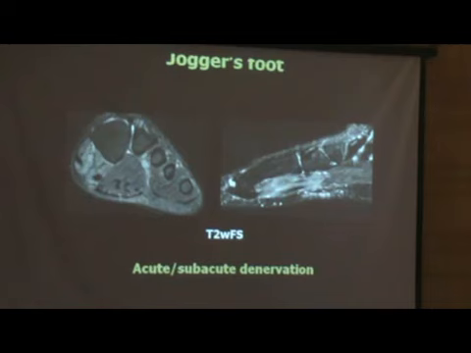What we're going to look for on those images is the typical denervation pattern affecting the medial plantar nerve. And I told you this case, for example, is a runner, a case of jogger's foot, typical symptoms, and we can see here the abductor hallucis muscle and the flexor hallucis brevis muscle, they are both displaying edema, diffuse edema pattern within the muscle, meaning acute or subacute denervation, which is really typical for medial plantar neuropathy.